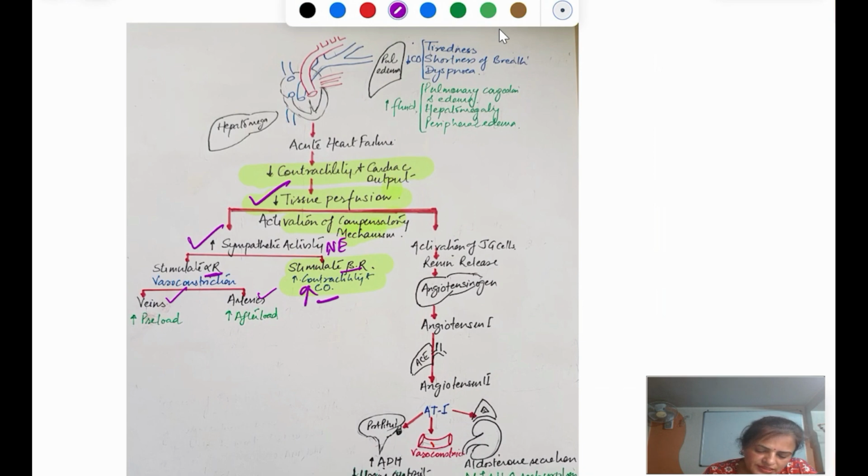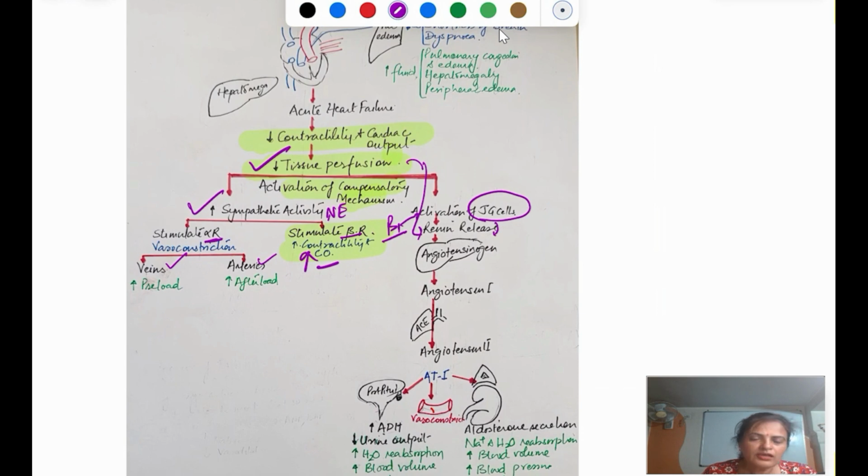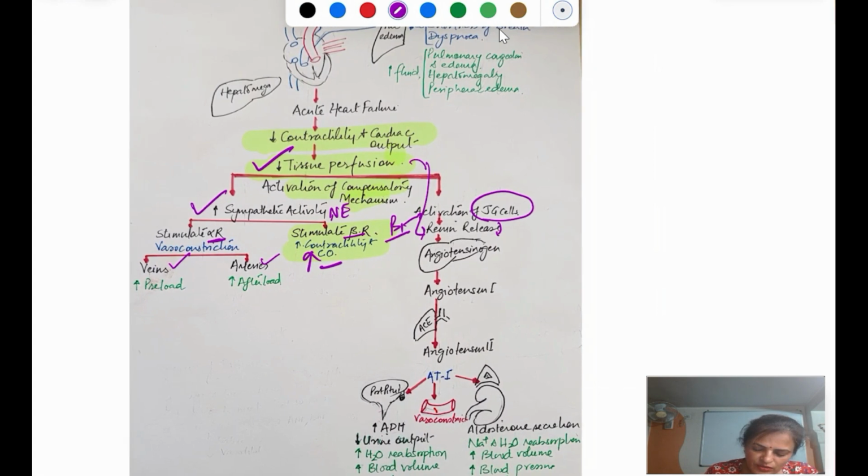Now this decreased tissue perfusion, okay, that itself is going to activate the renin release, plus the beta 1 receptors are also there. There is a stimulation of the beta 1 receptor not only in the heart but also in the JG cell of the kidney. So these also get activated. Once the JG cell of the kidney is activated, they are going to cause the release of renin. Now this renin is going to act on the angiotensinogen, which comes from the liver.